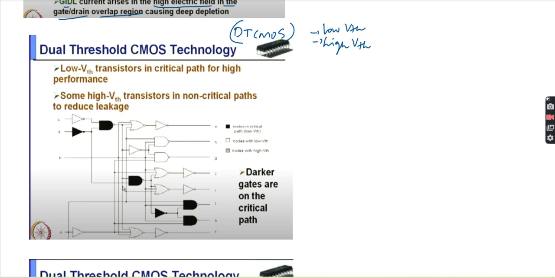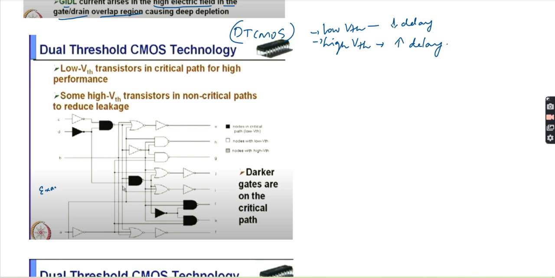When we use this, what will happen? When you are going to use the low threshold voltage, the delay will get reduced. When you are using a high VTH, then the delay will increase. It increases the delay.